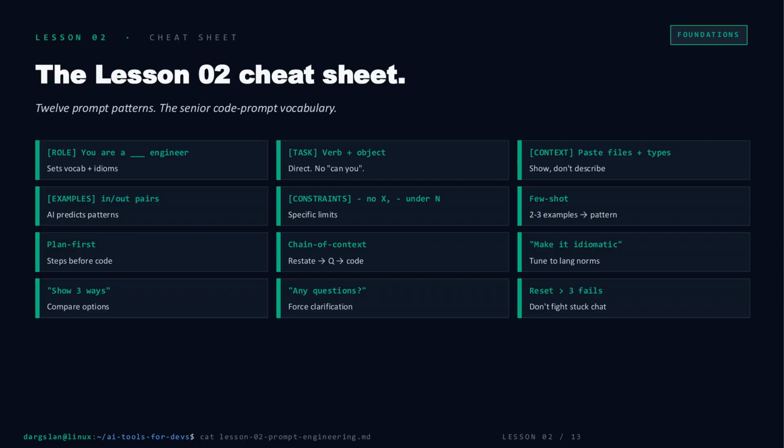Here's everything compressed into 1 screen. 12 patterns that cover 90% of what you'll prompt for. Role sets the vocabulary. Task stays direct with verb plus object. Context means pasting actual files and types instead of describing them. Examples teach pattern, constraints kill scope creep, plan first buys you a review checkpoint, chain of context, idiomatic, show 3 ways, any questions, and when the chat is clearly stuck after 3 tries, reset. Don't fight a poisoned context. Screenshot this slide. It's your scaffold.